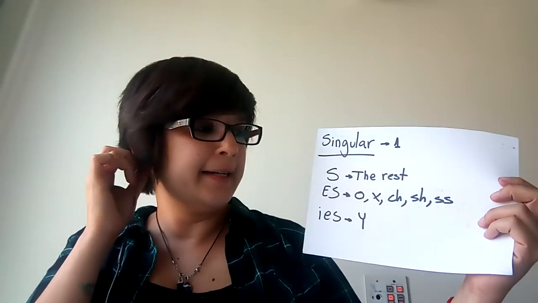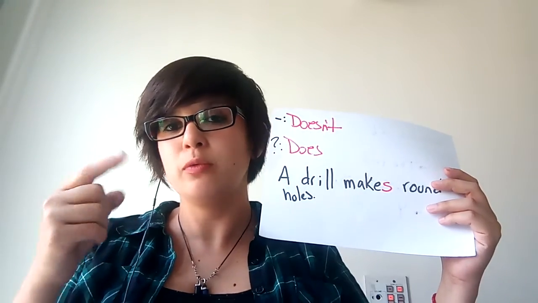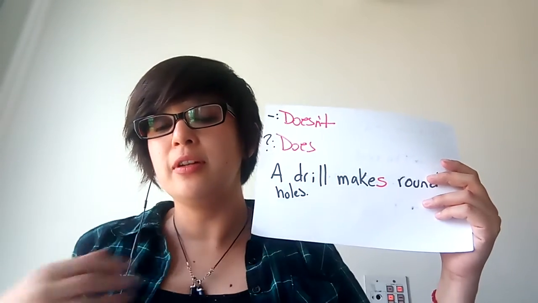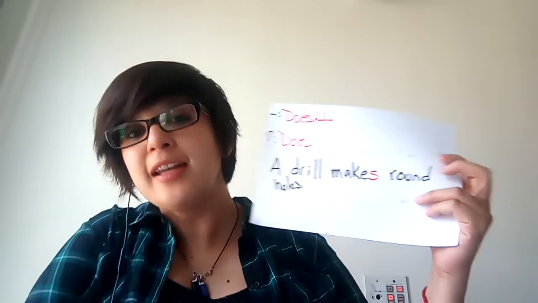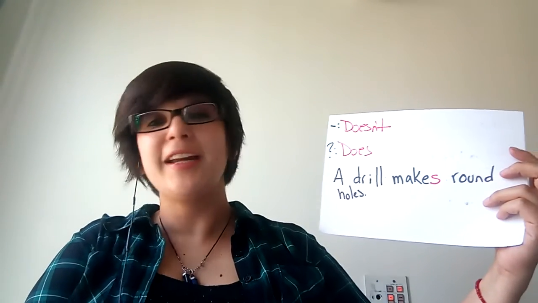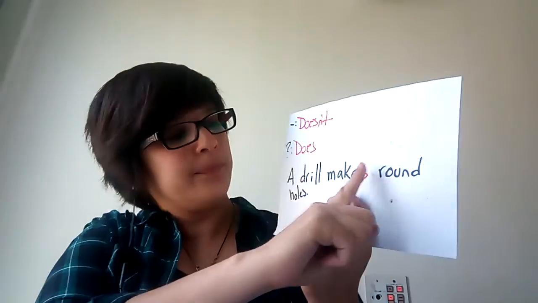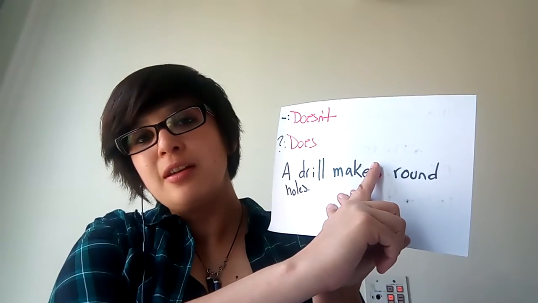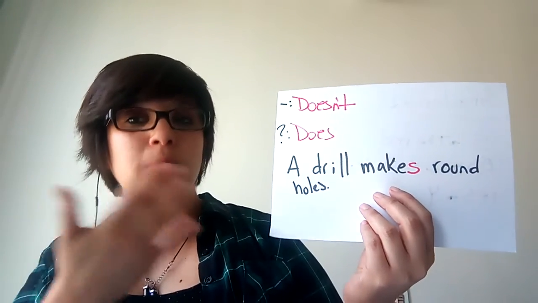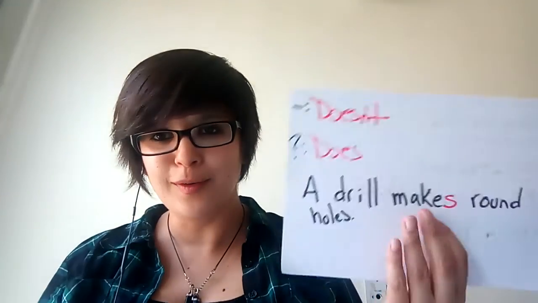Okay, for example, in here I have just one drill. So remember, if I say one thing, I have to add something to the verb. So I can say, for example, again, a drill makes round holes. Okay, and if I'm talking about more than one drill, I just say drills make round holes. One thing, a drill makes. Two things, drills make. Okay?